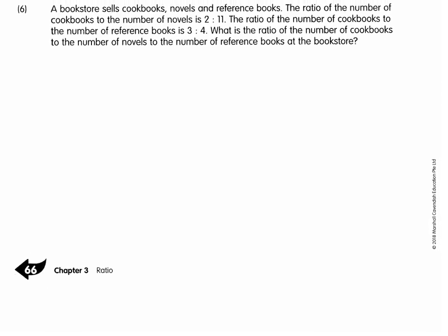Okay, a bookstore sells cookbooks, novels and reference books. The ratio of the number of cookbooks to novels is actually 2:11. Now the number of cookbooks to the number of reference books is 3:4. They want to find the ratio of number of cookbooks to novels to reference books. So what is common in this case? Cookbooks, right? But I have 2 and I've got 3. What do I do next? And lowest common multiple is what, Jack?